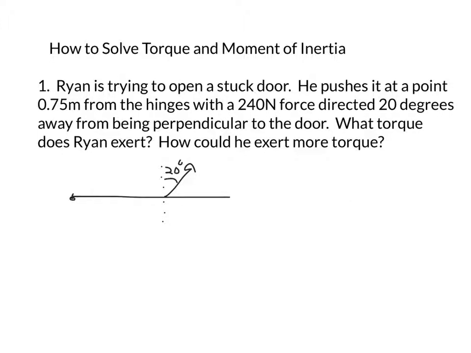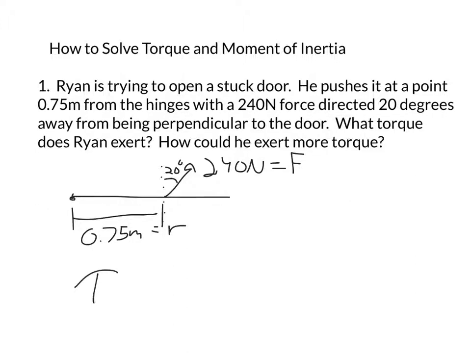We can label his force as a 240 Newton force. That's an F. Important. And the point he pushes is 0.75 meters from the hinges, which is a delta x, but really we're going to use it as a radius for this problem. So our torque equation, torque equals R cross F. So we can only use the perpendicular component of his force, and that perpendicular component is this right here.